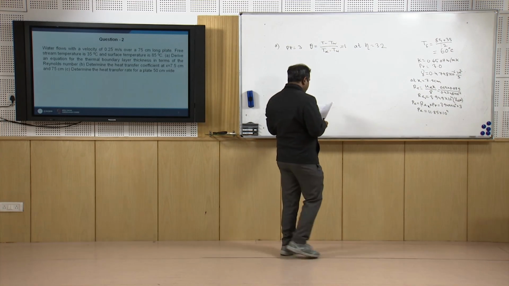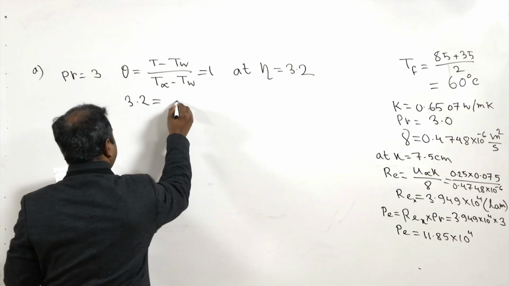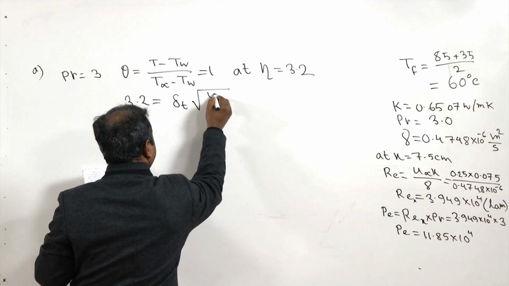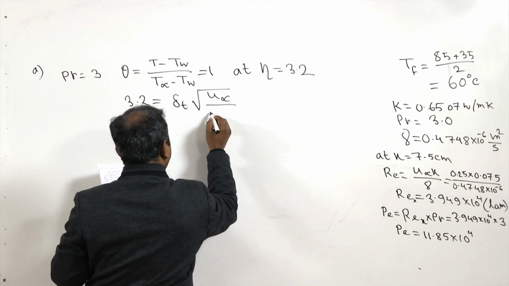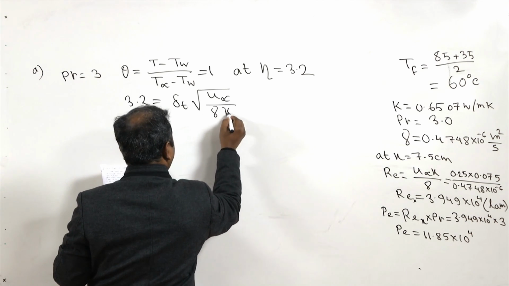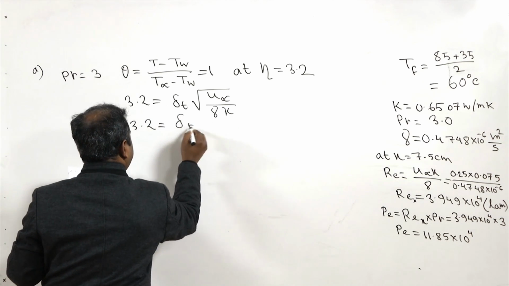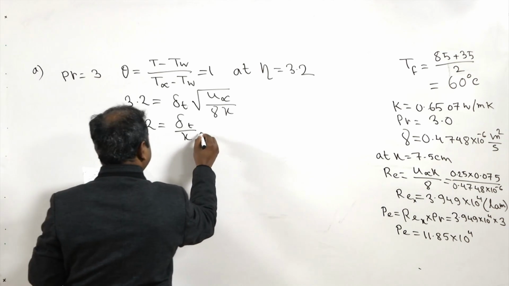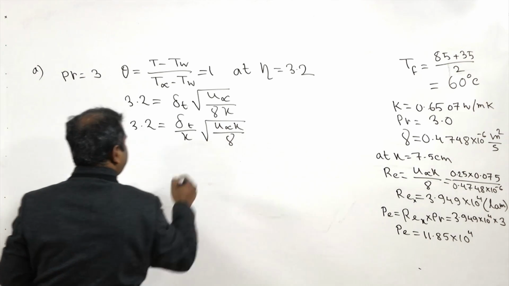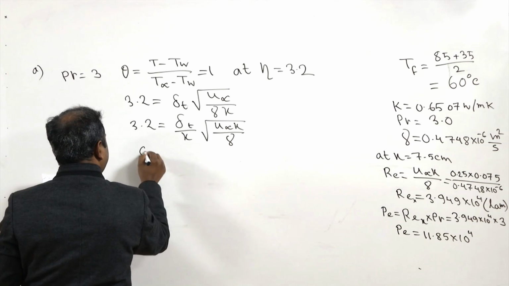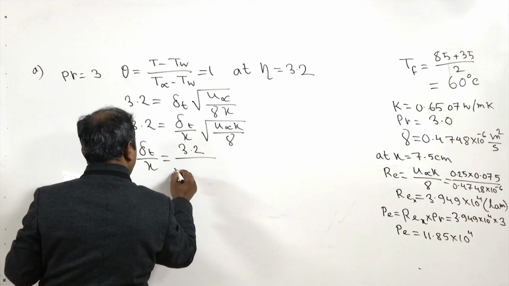So we get 3.2, the value of eta, is nothing but delta T times root over of u infinity by nu into x. Here 3.2 equals delta T by x, and if you take x out, it becomes u infinity x by nu, which is nothing but the Reynolds number. So you get delta T by x is 3.2 by root over of Rex.